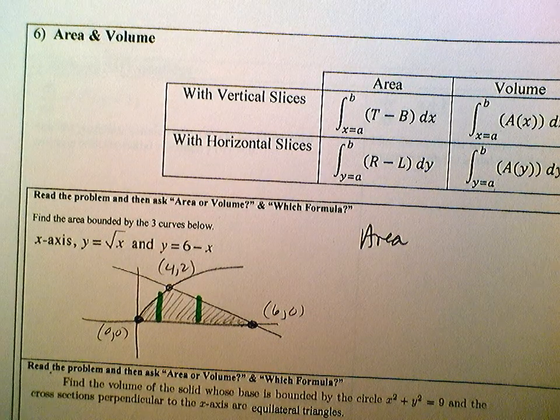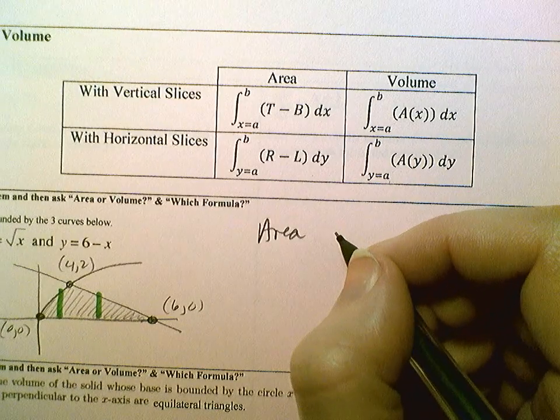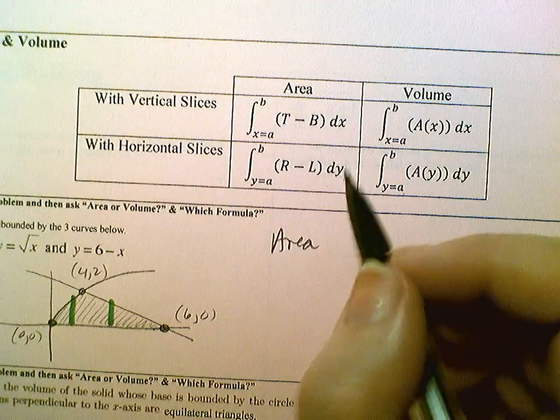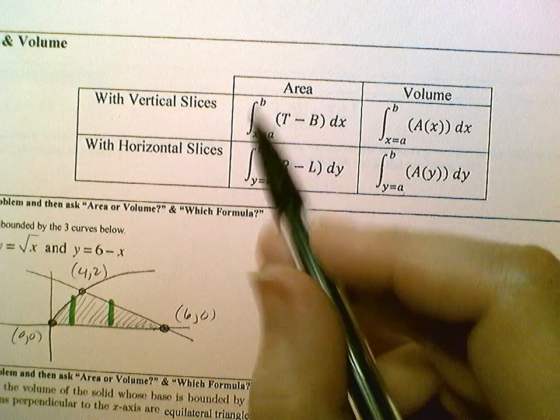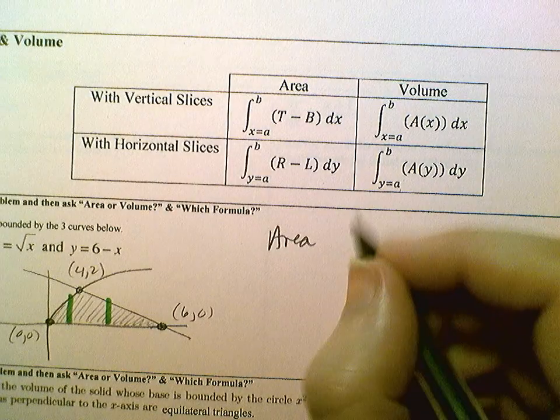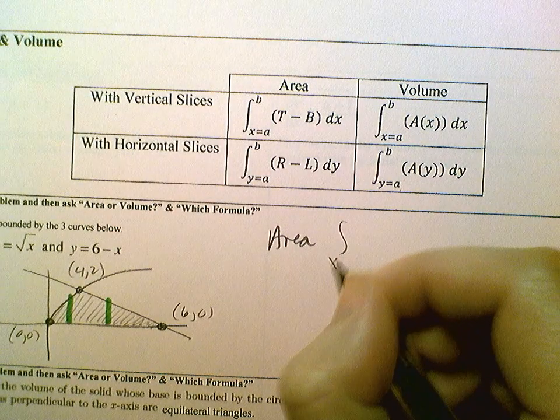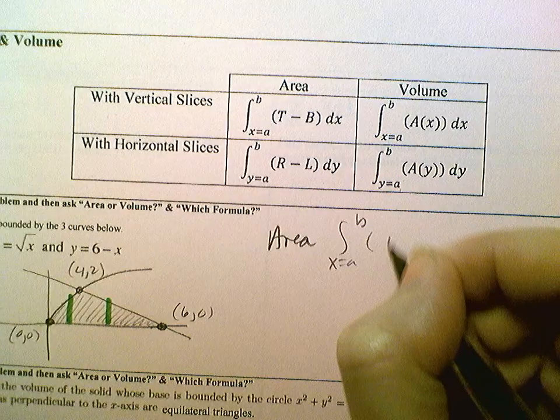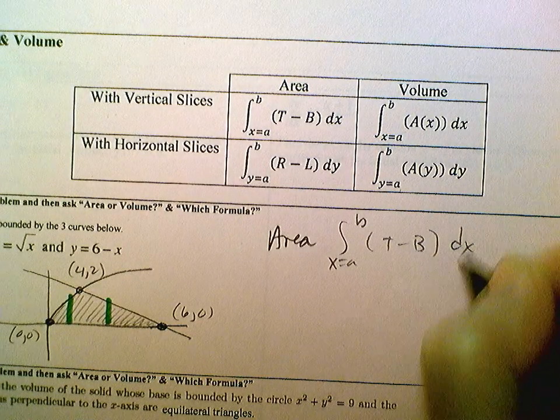Alrighty, so we're doing area. Since I'm using vertical slices, remember, vertical lines hit the x-axis, so that maybe will help you remember that. Horizontal lines hit the y-axis, so that's why it's in terms of y there. So for area, I'm using this formula.